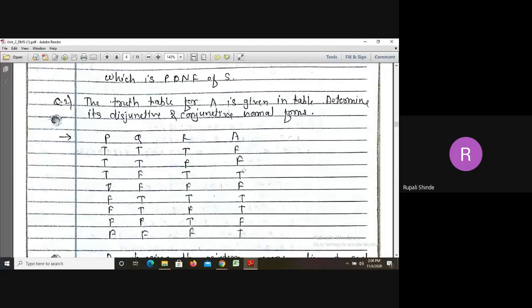PDNF काय येणार आहे मग आता? First T आपण कुठे लिहिलाय? This one in third row. So what are the values of P, Q and R for this T? These values are T, F, T. Then what is the minterm?